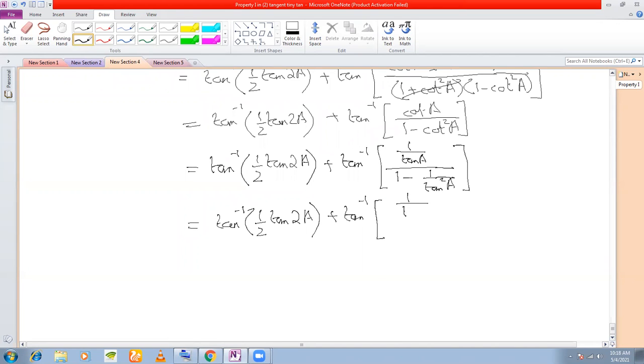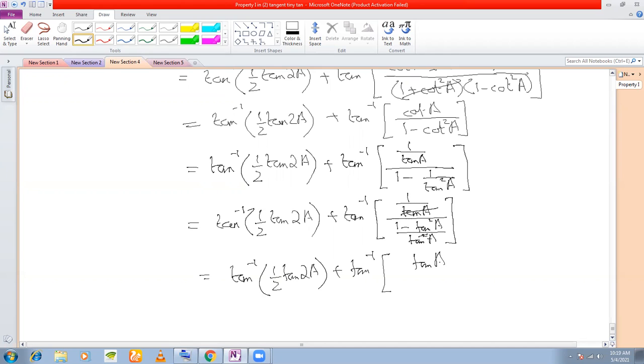So 1 by tan A you are getting in the numerator. In the denominator, you will get 1 minus tan square A by tan square A. Right? So that tan A cancels here and this square cancels here. So what you are going to get here is tan inverse half tan 2A plus tan inverse of tan A by 1 minus tan square A.